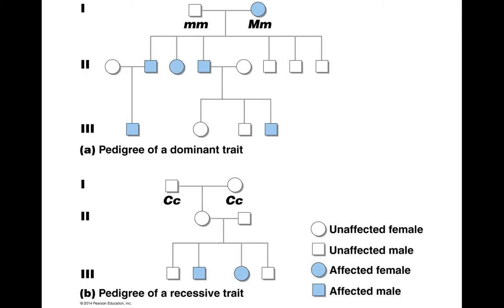And this is what it looks like. Basically looks like just a lot of circles and squares. Now, a clear or a white circle is an unaffected female. A white square is an unaffected male. And then blue circles and squares are affected, meaning they are expressing the gene of interest. And in this case, you can see that the dominant trait will express it. And so, yes, pedigree of a dominant trait, pedigree of a recessive trait.